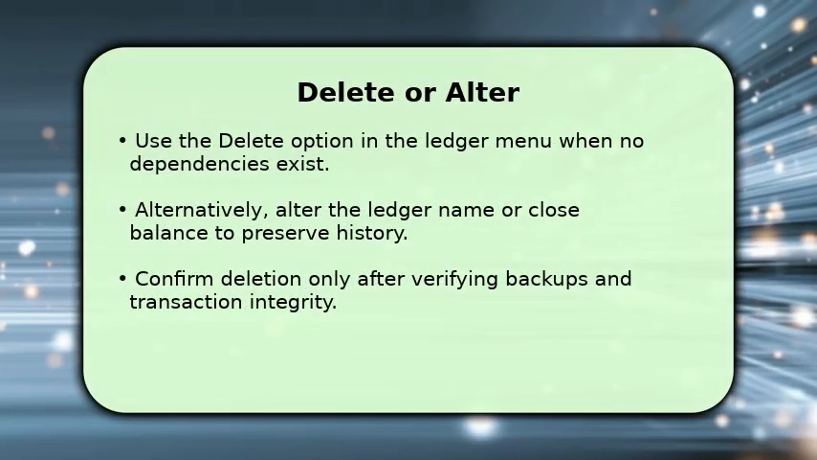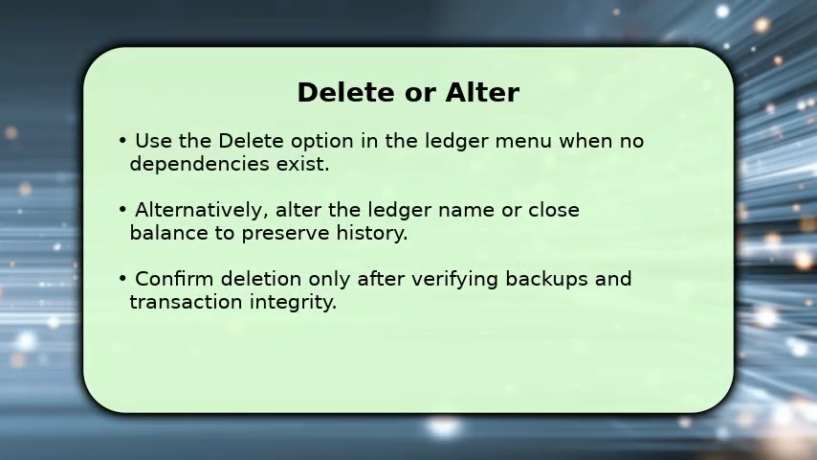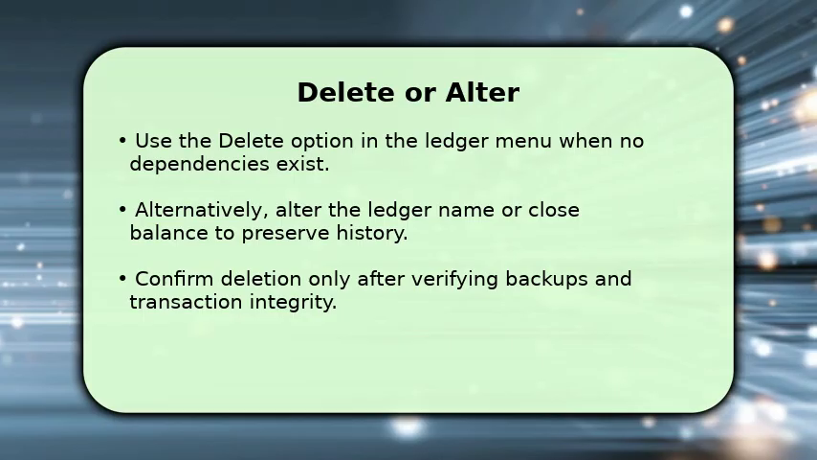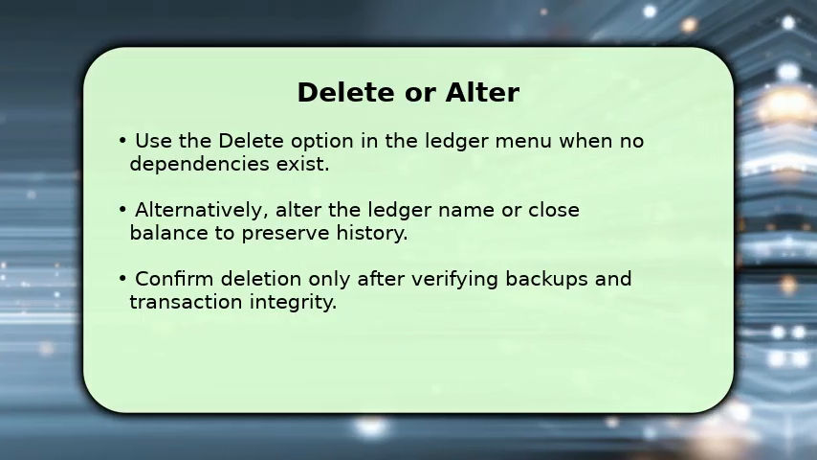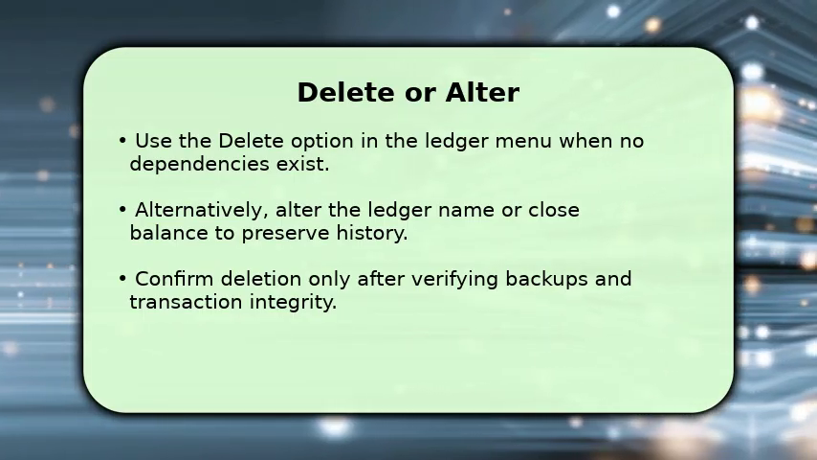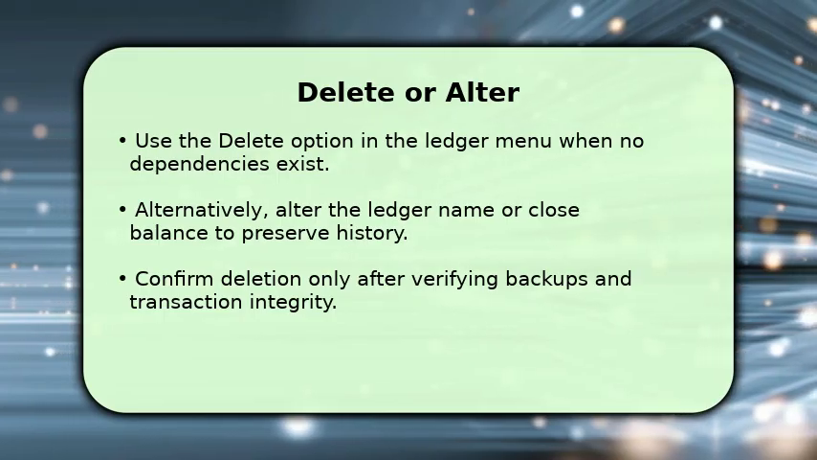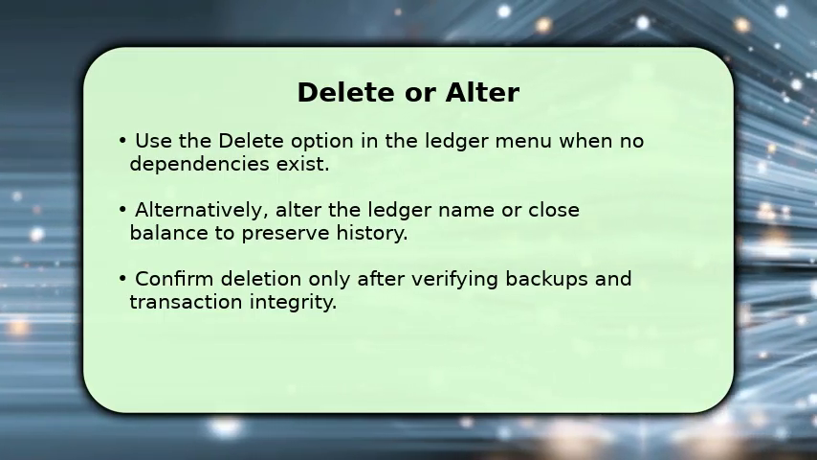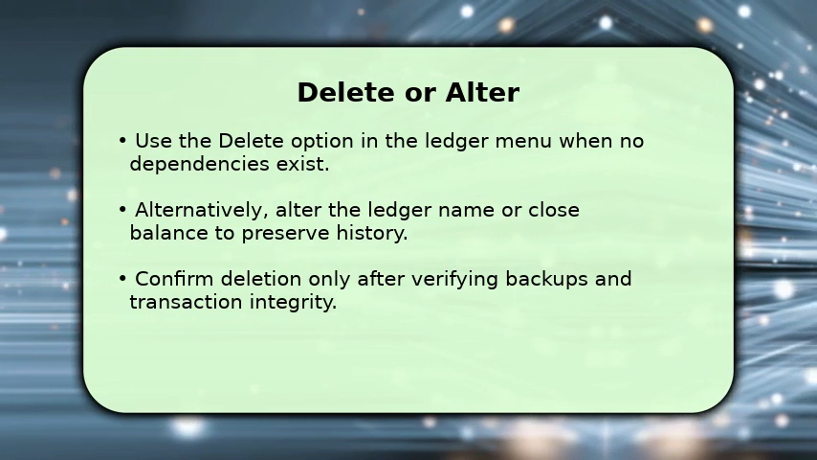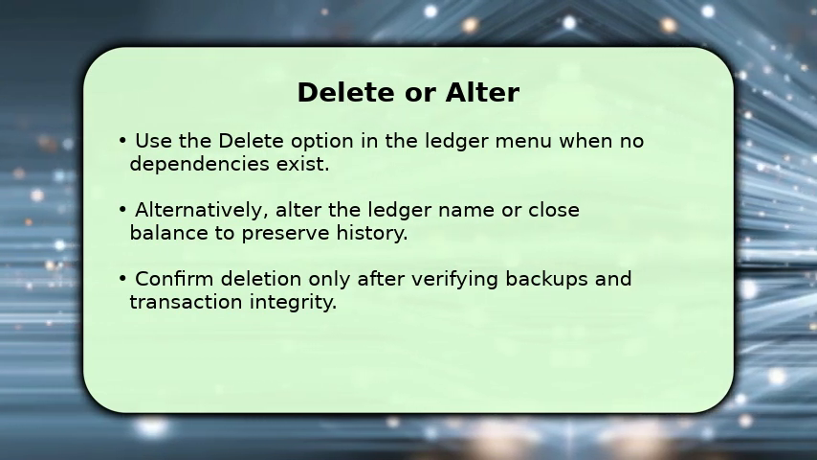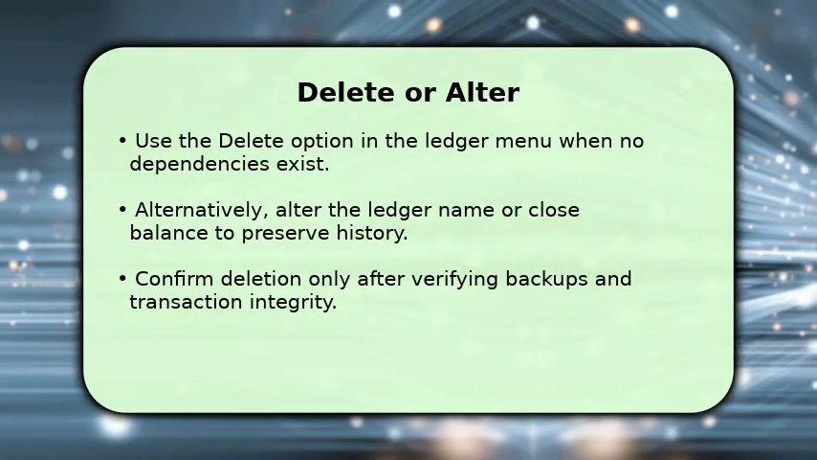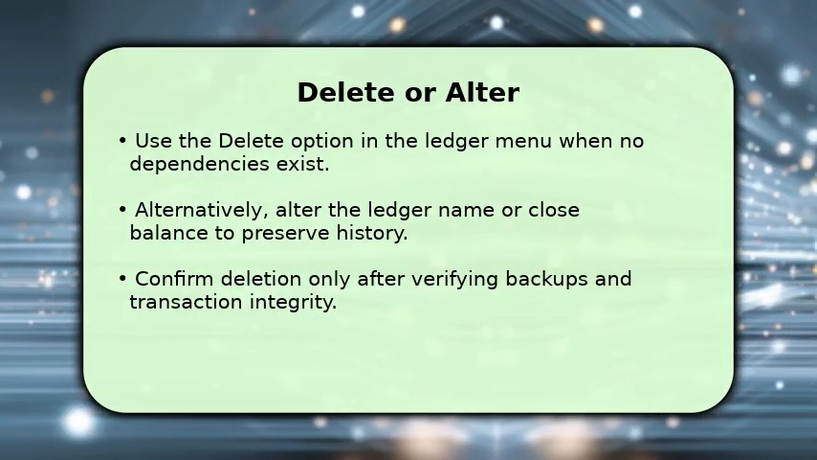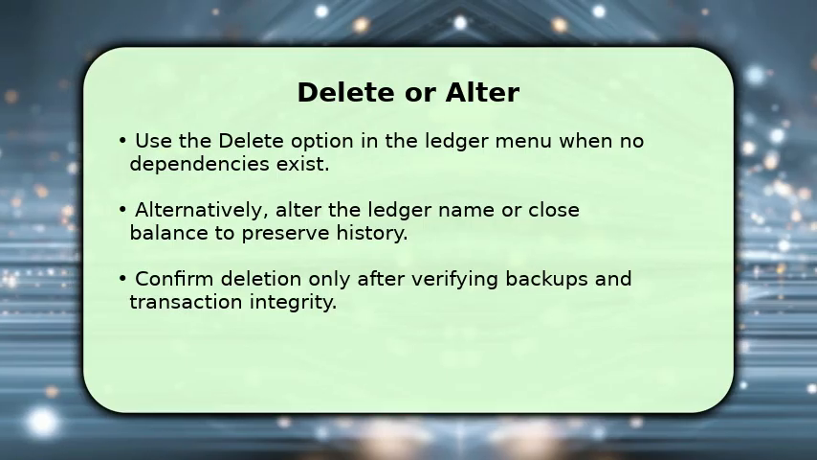Select the ledger and choose Delete from the Ledger menu, then confirm when prompted if there are no linked transactions. If dependencies exist, use Alter to change the ledger name or adjust balances instead of deleting outright. Always verify your backup and review related reports to ensure financial continuity, and take screenshots or notes to document the change for your records.